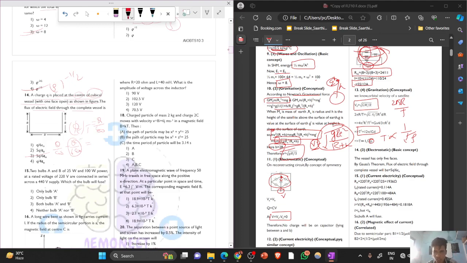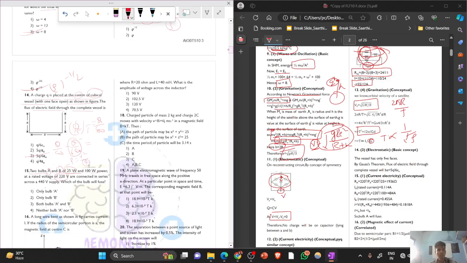Now moving ahead, two bulbs A and B of 25 watt and 100 watt are rated at the same voltage. You know the power, you know the voltage. You know power equals V squared upon R. You get the resistance of each, and the resistance will be fixed for bulb A and bulb B.